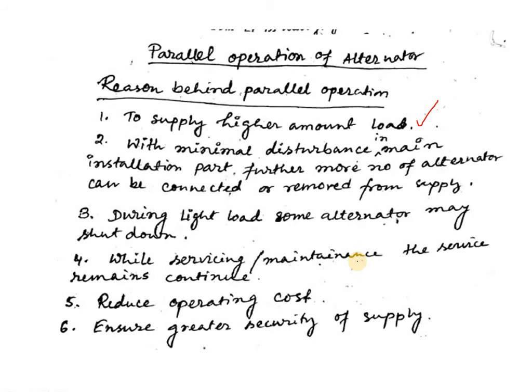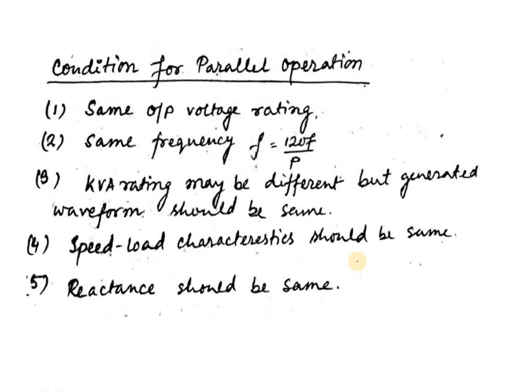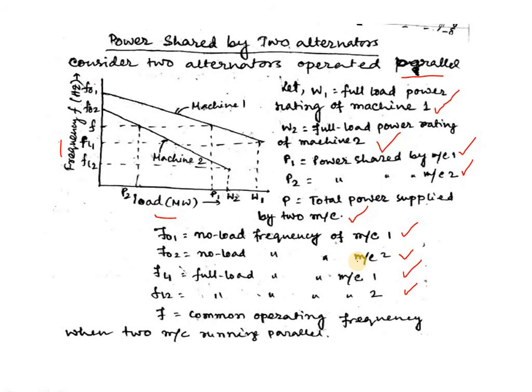That means in this whole lecture, what we have seen is why parallel operations are required, the reasons behind parallel operation. Then we have discussed the conditions for parallel operation. These are all the conditions. These are the not essential conditions. This is the combination of essential and necessary conditions, a combination of both.